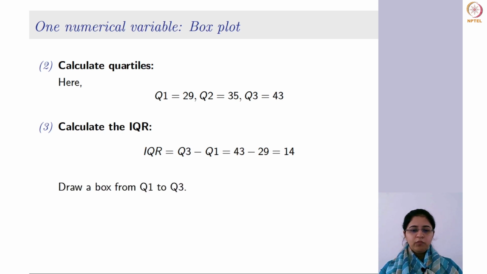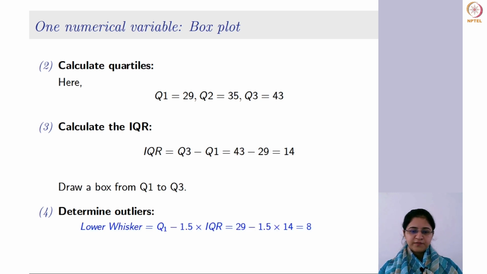Now you draw a box. You start with a box which goes from Q1 to Q3, that is 29 to 43. You will draw a box and a line in between to represent Q2, that is, a line at 35. And then you will draw the whiskers in order to determine the outliers.